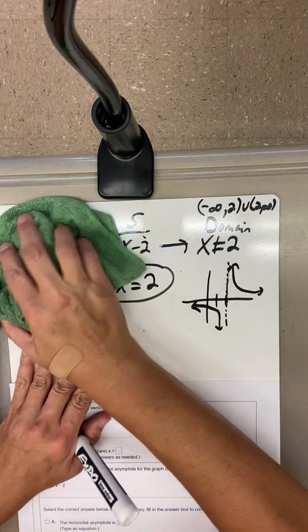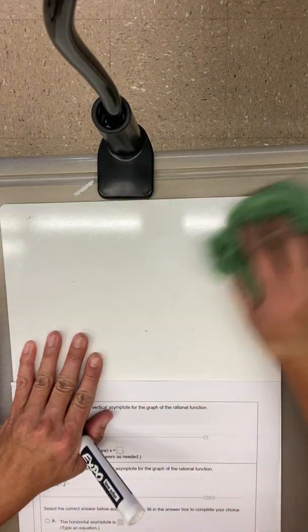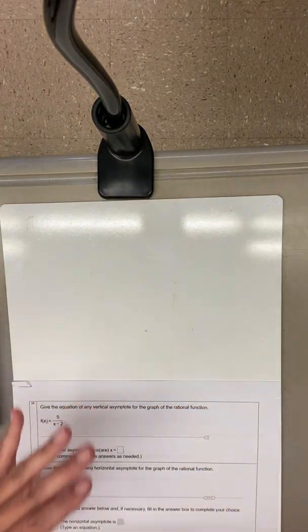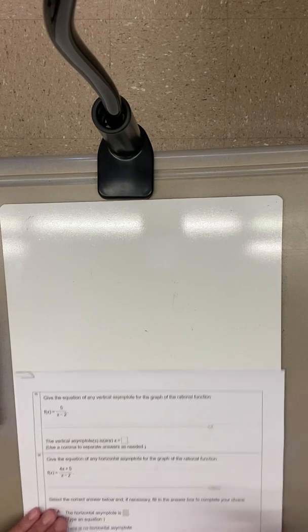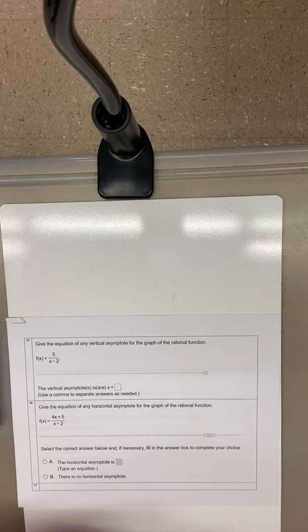All right, number 16 asks you about horizontal asymptotes. All right, I plan on doing a separate lesson on horizontal asymptotes, so I hope I can fit that in tonight.